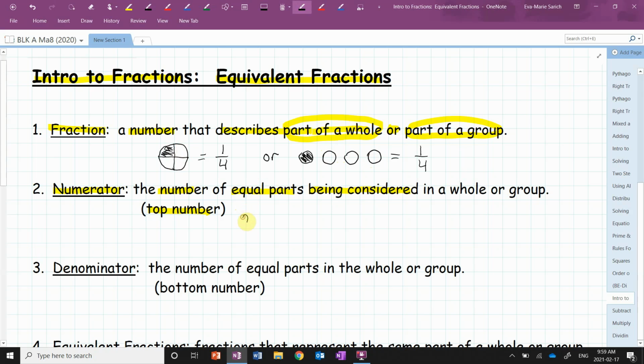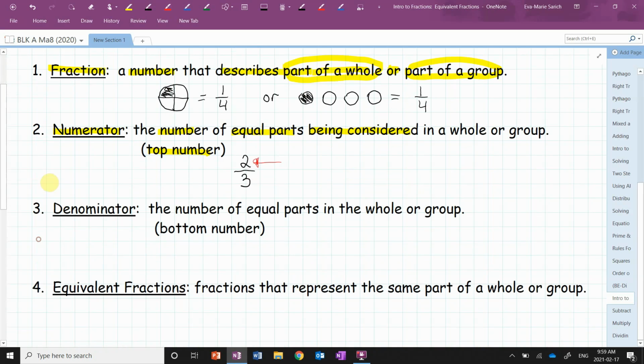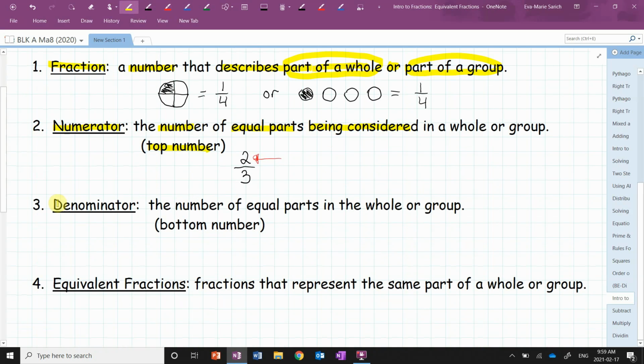Okay, you're going to be asked on a quiz or a test to identify the numerator. So if I gave you a fraction like 2/3, you would tell me that the top number here is the numerator, okay? Now, moving on, we have the denominator being the name for the bottom number.